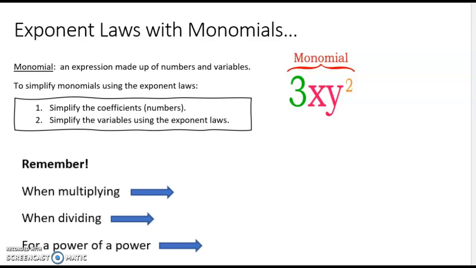So to simplify monomials using the exponent law, there's two things we have to remember. The first one, simplify the coefficients, which is just a fancy word for numbers in front. And then you're going to simplify the variables using the exponent law.